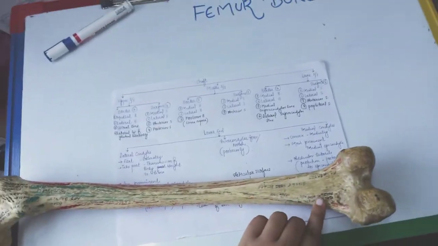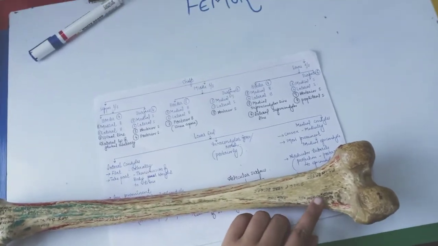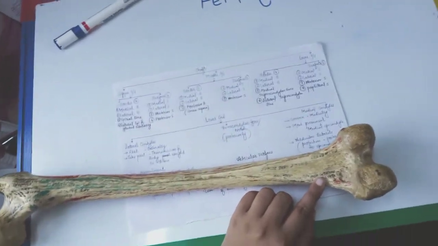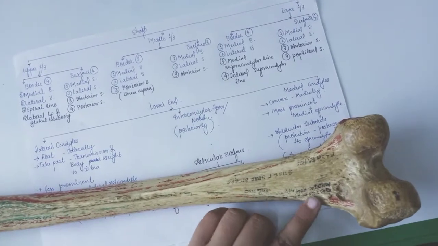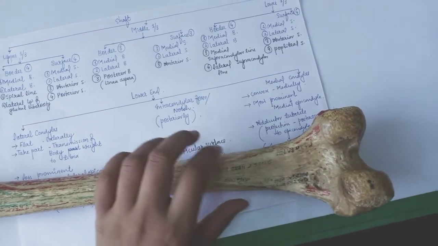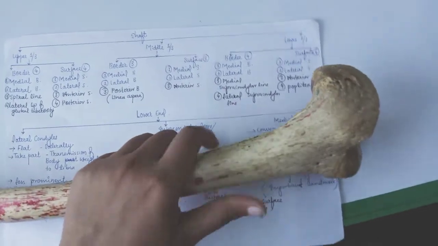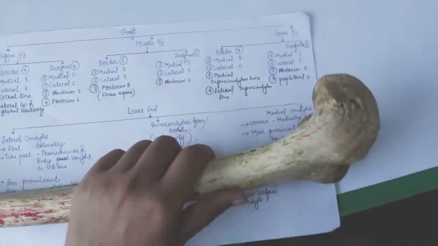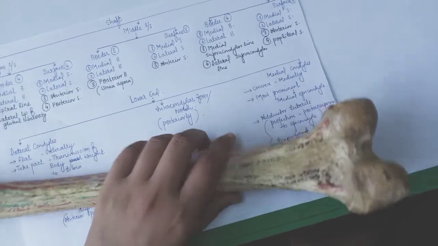At the lower one third, it has four borders and four surfaces. Borders: the medial border, then the lateral border, then this one is the medial supracondylar line, this one is the lateral supracondylar line. Then the surfaces: medial surface, lateral surface, anterior and popliteal surface.